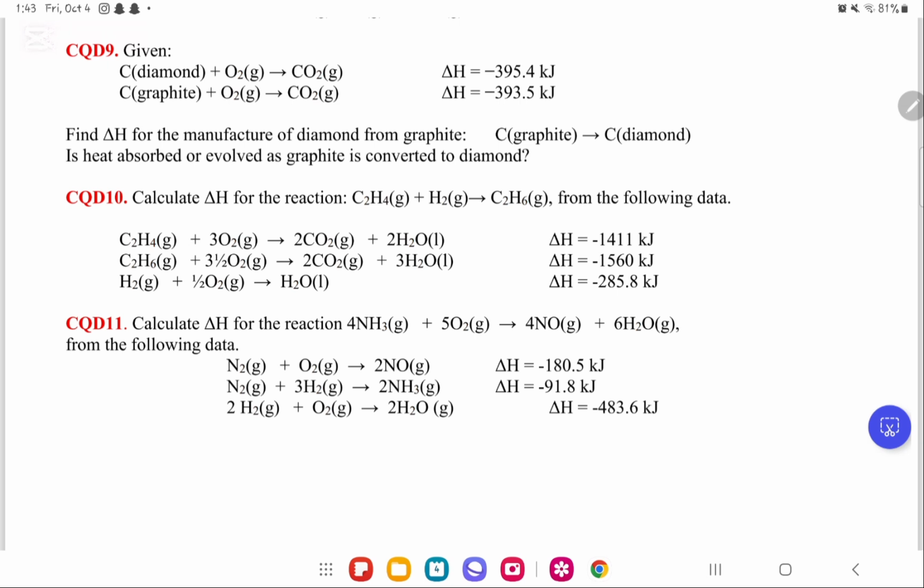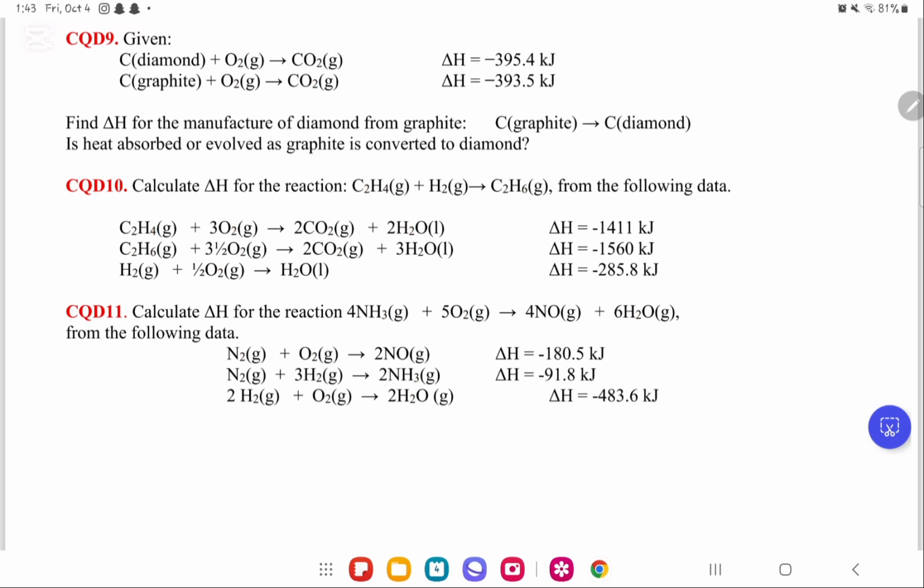CQD number 9. Find delta H for the manufacture of diamond from graphite. We need C graphite gives us C diamond. Which equation has graphite? This equation has graphite. It is in the reactant, so we keep it as it is, and it is 1 mole, so we also keep it as it is. Okay?